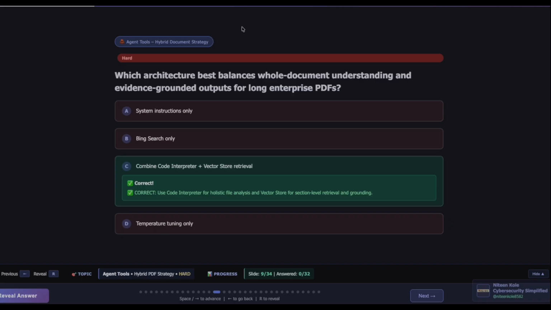Exam tip: when you see entire document, long PDF, summary, big picture understanding, think Code Interpreter. When you see citations, source references, evidence, supporting pages, think vector store. When you see both requirements together, understand the whole document and find supporting evidence, think Code Interpreter plus vector store. Remember, Code Interpreter is nothing but understand the whole document. Vector store finds the proof. Together is understand plus verify. The biggest clues in today's question were whole document understanding and evidence grounded output.